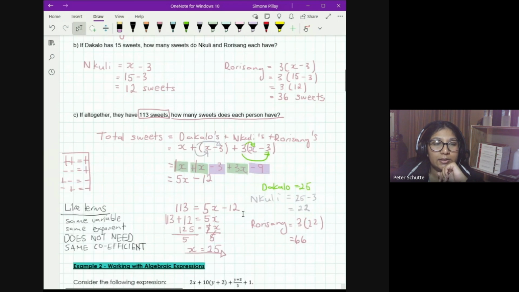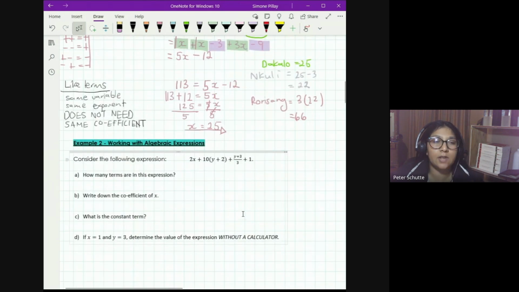Now moving on to example 2, or rather revision block 2. Consider the following expression, a very complicated looking expression, and I want you to tell me how many terms are in this expression. We're going to go into a brain break in 10 minutes. I saw a hand raised. Yes, Rorisang.